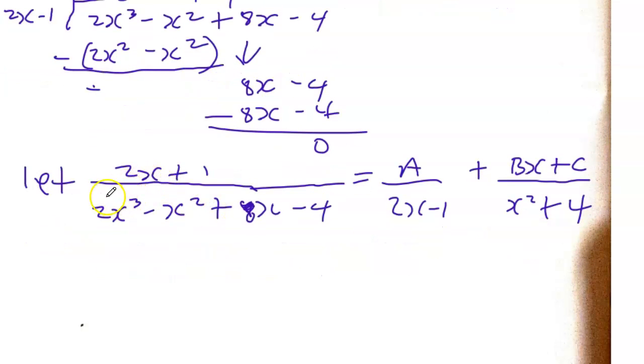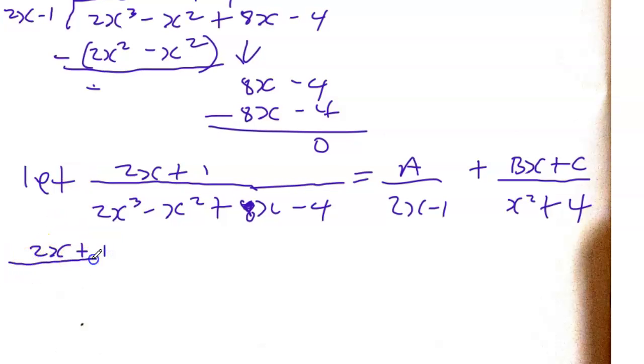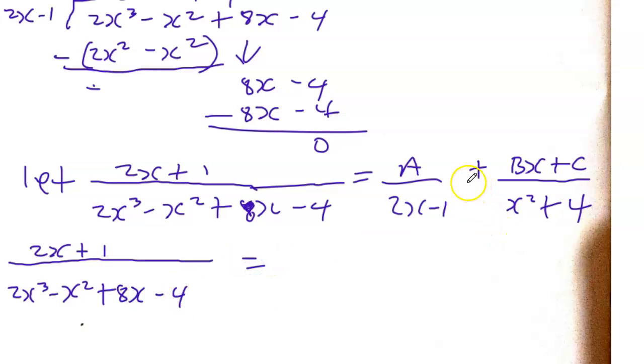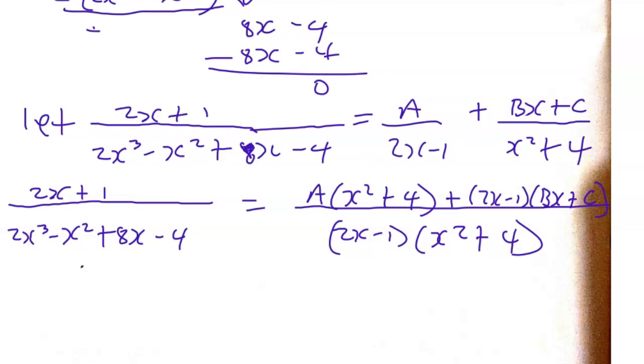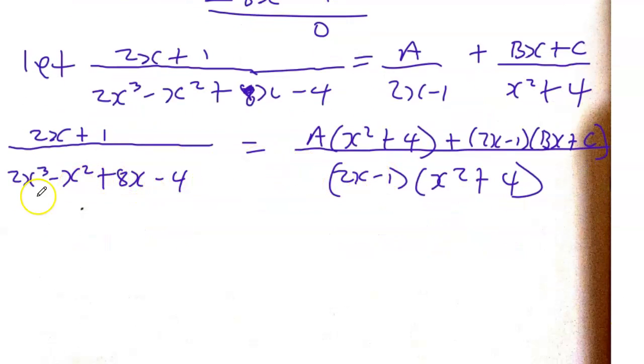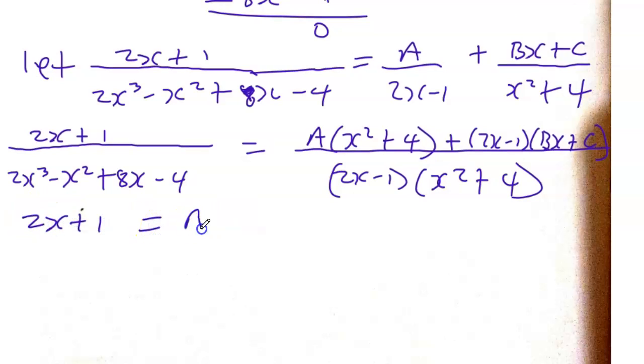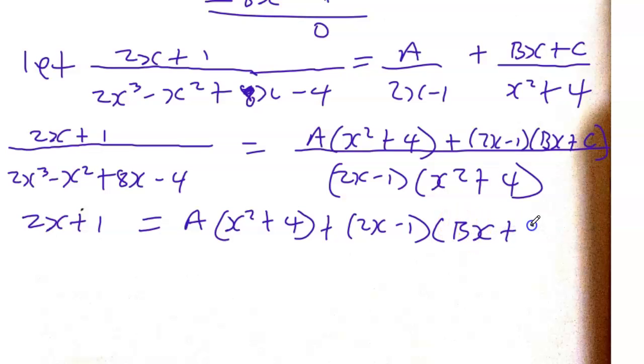One thing we can do is make everything under one common denominator. So we can rewrite this as 2x plus 1 over 2x cubed minus x squared plus 8x minus 4 equal to, over a common denominator, 2x minus 1 times x squared plus 4, A times x squared plus 4 plus 2x minus 1 into Bx plus C. Since we have the same denominator, we can just drop the denominators, and the left hand side 2x plus 1 is equal to A times x squared plus 4 plus 2x minus 1 into Bx plus C.